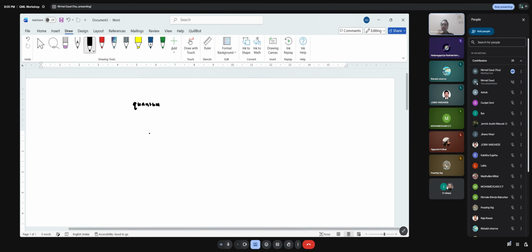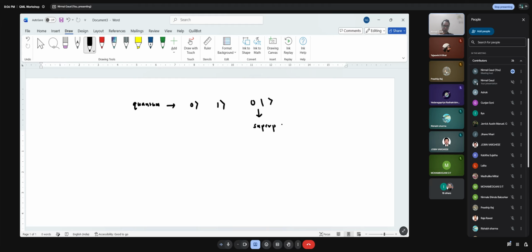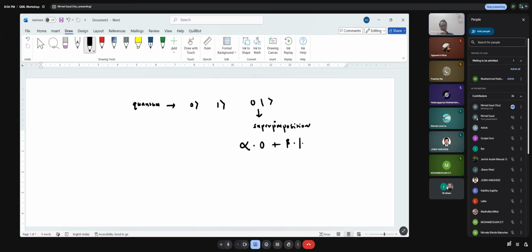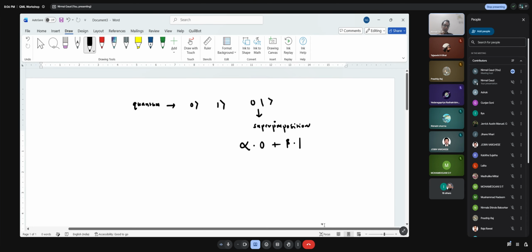Therefore, according to quantum theory, presence of 0 is there, presence of 1 is there, and presence of both is there. That's something interesting. We are calling it superposition: a state where both 0 and 1 are present, represented by alpha 0 plus beta 1. Alpha and beta are probability amplitudes. They are the measure which tells how much amount of 0 and how much amount of 1 will be present.